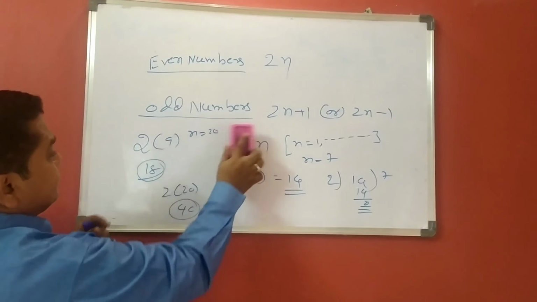Otherwise you can use the other formula, 2n minus 1. n is equal to 2. 2 2s are 4 minus 1, 4 minus 1 is equal to 3. This is divisible by 2. 2 1s are 2, remainder 1. You can take any one.